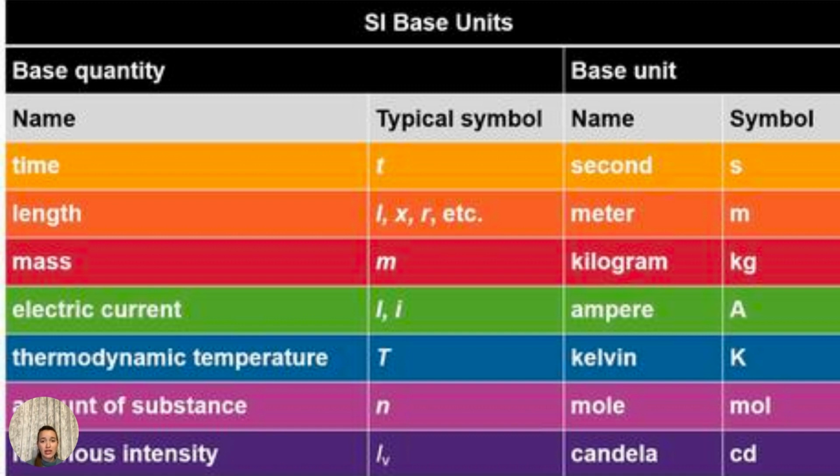Now, we know that these are the SI units, but it's not always that we're going to encounter only these units. We're going to encounter other units as well. So for time, instead of seconds, we can use minutes, we can use hours, we can use days, week, etc. For length, we can use kilometers or centimeters. For mass, we can use grams or milligrams. For temperature, we can use degrees Celsius or Fahrenheit.